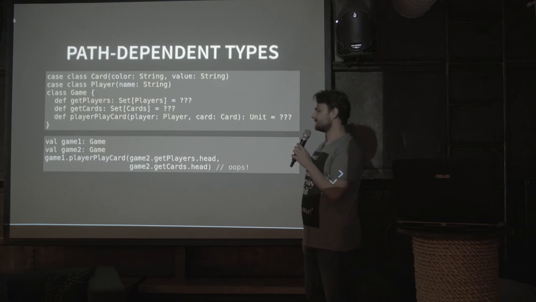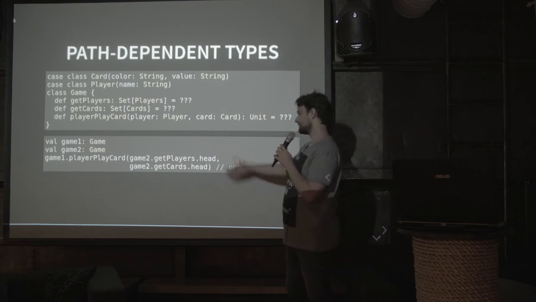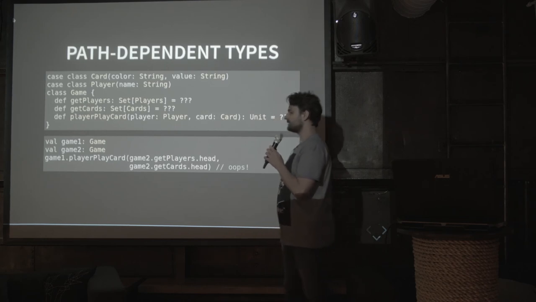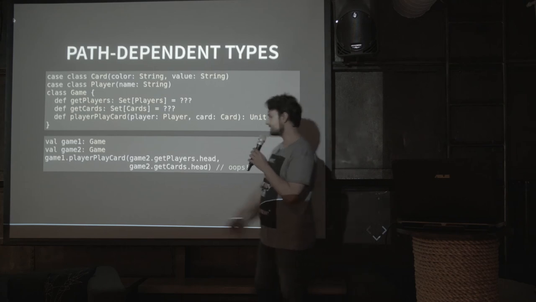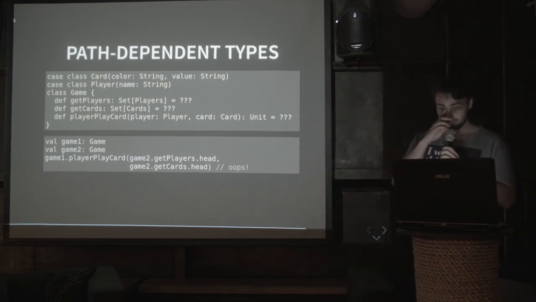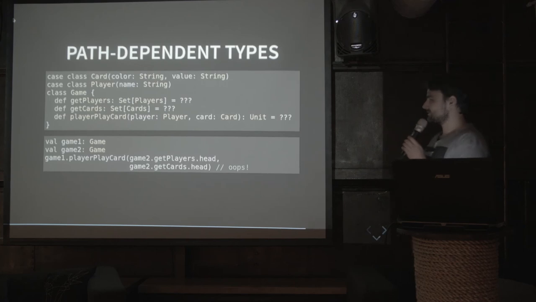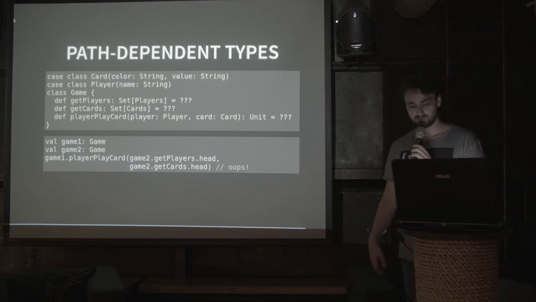So the problem is that if we have two games going on at the same time, we could switch those values. For instance, take players from one game and put them into the other game, and the compiler wouldn't complain. Why would it complain? Because the types are perfectly fine. But it would result in some nasty errors that could be hard to debug if we didn't notice this small difference. And here is game two, and there we have game one. So how could we tell Scala that if we try to use players and cards from one game in the other game, it should fail on the compilation level, not at runtime?